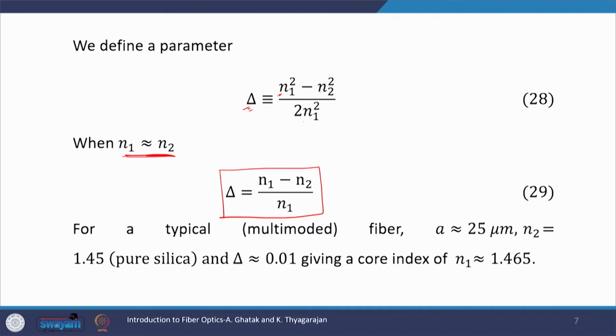For a typical multimode fiber, a is usually 25 micrometers, n2 is around 1.45, and delta is 0.01, which gives the core refractive index as 1.465. Now, you see the difference between the core refractive index and the cladding refractive index. Core is 1.465 while cladding is 1.45. Very little difference is there.